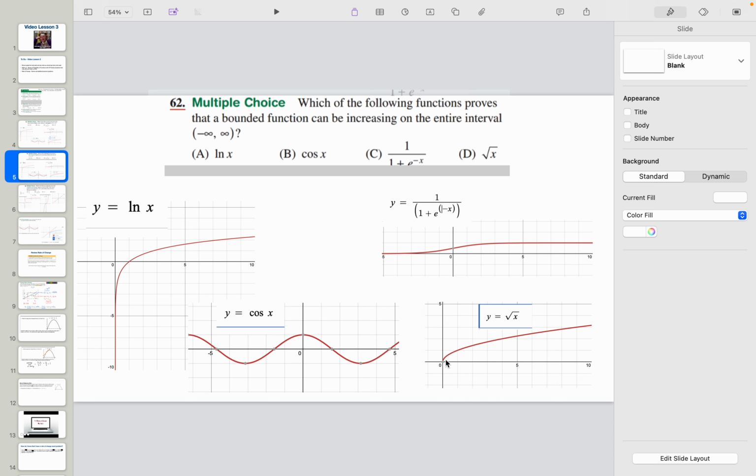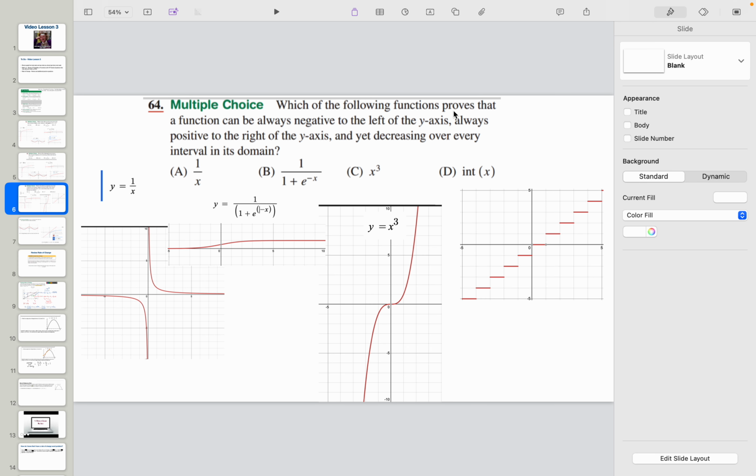This function here is always going up, right? It's not actually bounded. If I keep taking a bigger value of x, I'm going to keep having a bigger square root. It just slows down in how fast it grows. Same thing with the ln of x. This is always increasing, but it's not bounded. So this has to be our answer, because it's always increasing, but it's never passing 1. All right, so the C is our answer there.